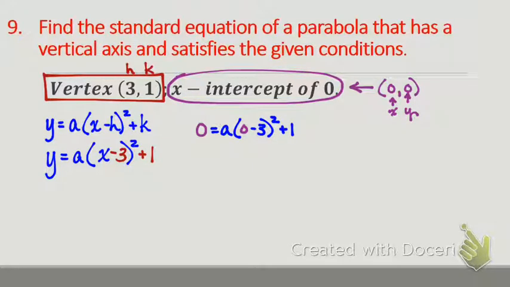0 minus 3 is what? Negative 3. I'm going to go ahead and, not add 1, I'm going to subtract 1 from both sides. So I would have negative 1 equals a, and then I have negative 3 squared here. Negative 3 squared? 9. So I have negative 1 equals 9a.